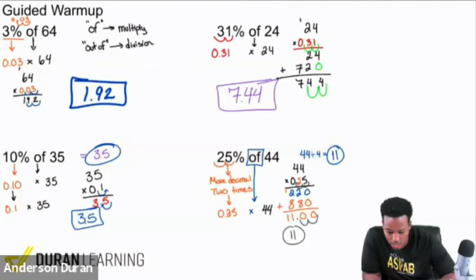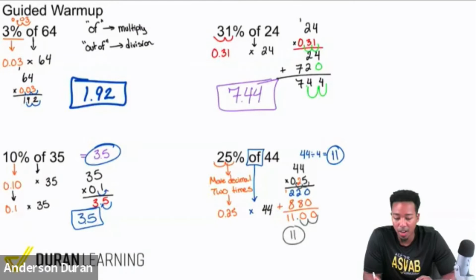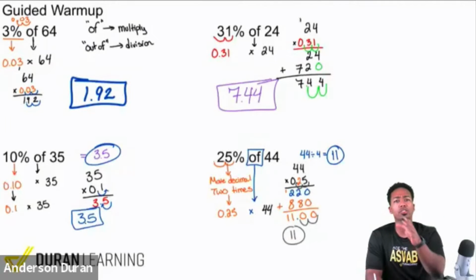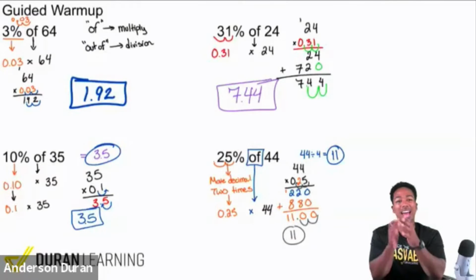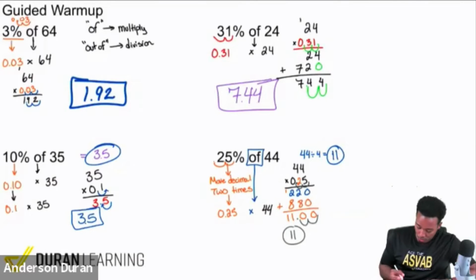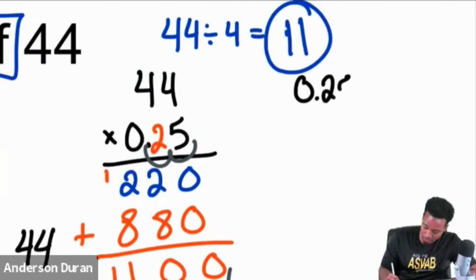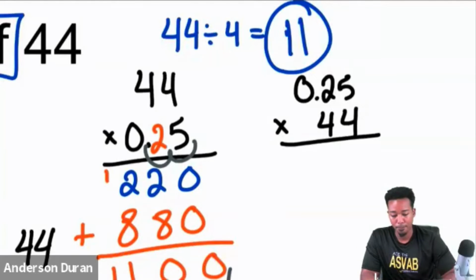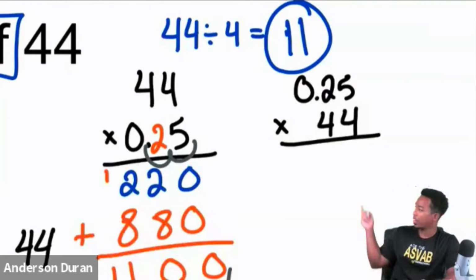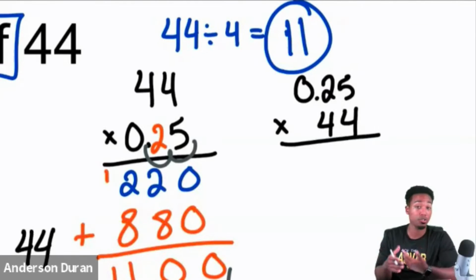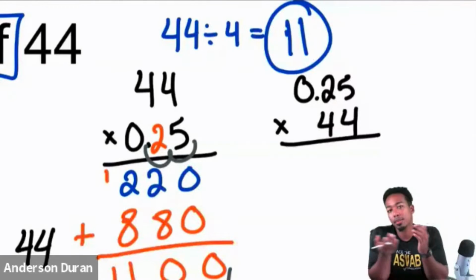So here, Ashley asks, is it okay if I multiply 0.25 times 44 instead of the other way around? Oh, absolutely. So everybody, what Ashley is asking is, instead of doing 44 times 0.25, what if I did it like this? Is that what you're asking? Yeah, cool. So Ashley's asking, can I do it that way too? And the short answer is yes. You absolutely can.